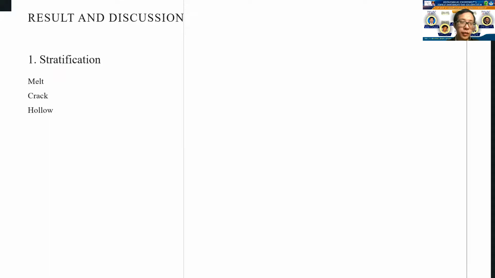In stratification, we found that there are 3 types of defect. First is melt, second is crack, third is hollow. Next is about check sheet.